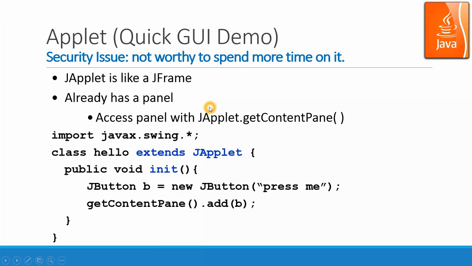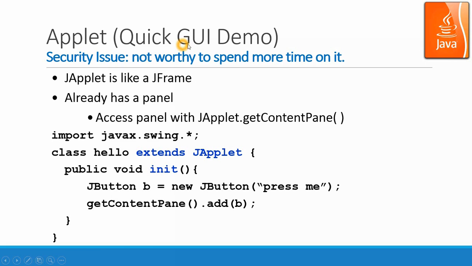The frame we have talked about in the previous lectures. Now let's look at the applet. Applet has a security issue and it's not worth spending too much time on it for the browser. But because there are a lot of applets from before, we can still study the applet to take over that code and convert it to frames for other applications.